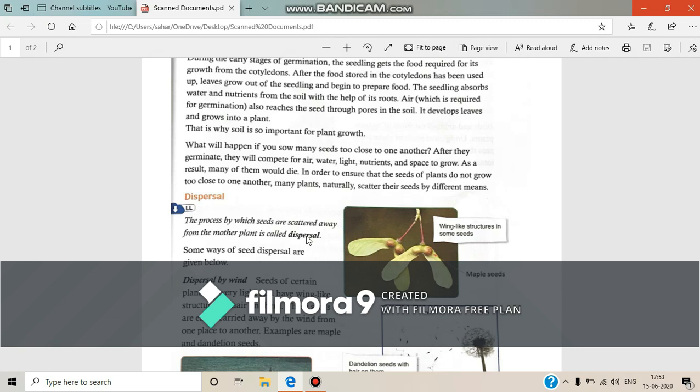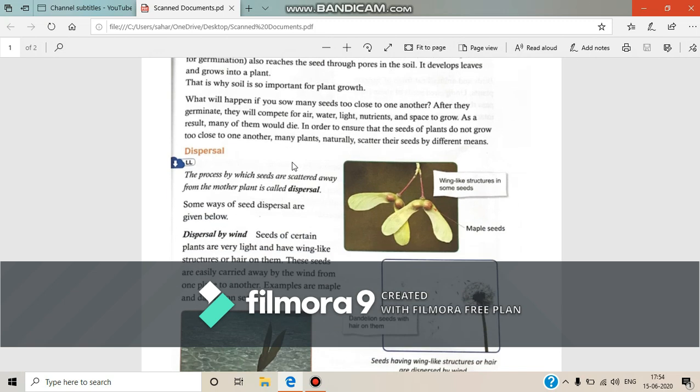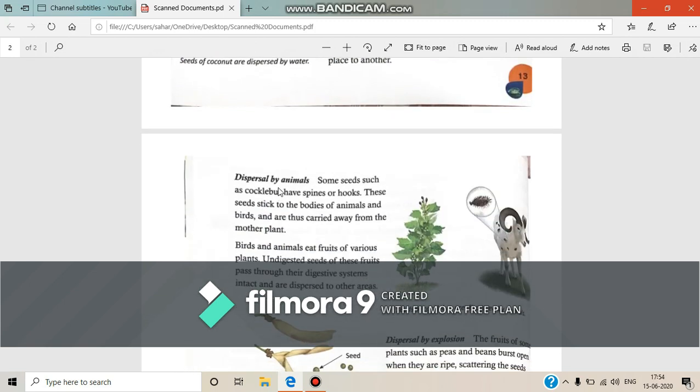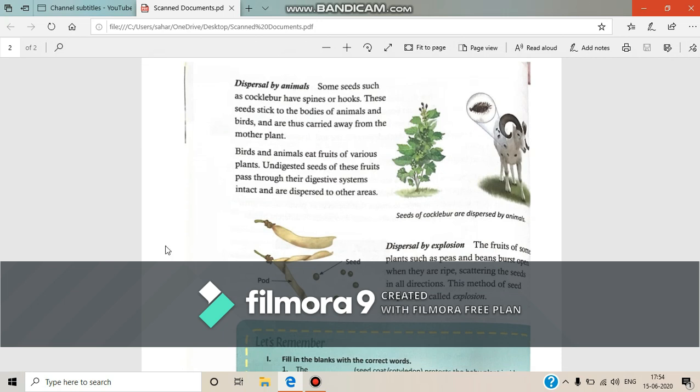Now, what helps a seed to move away from its mother plant to a place where it can germinate? Of course, seeds don't have any legs or wings, right? They should be held by some external agents to move from one place to another. Now, there are a total of 4 external agents that help the seed to disperse. What are these? These are wind, water, animals and explosion.